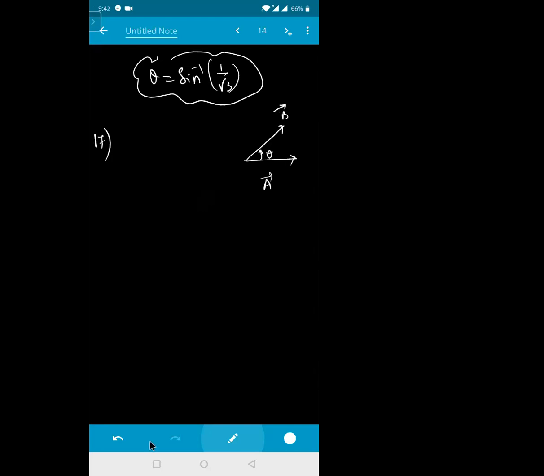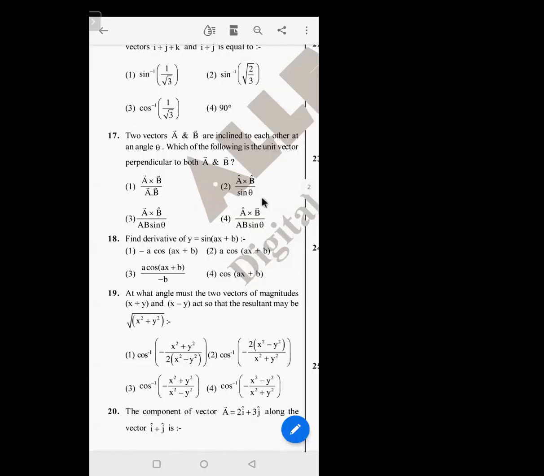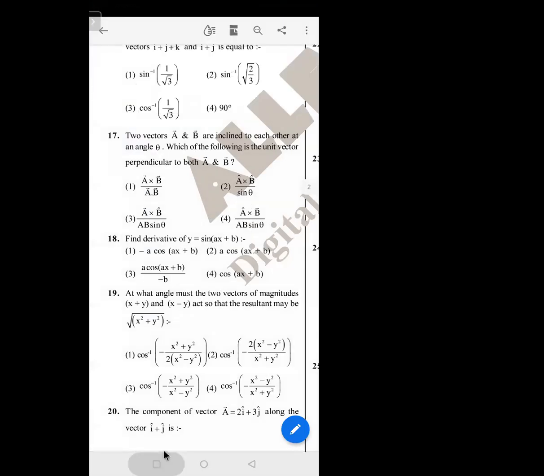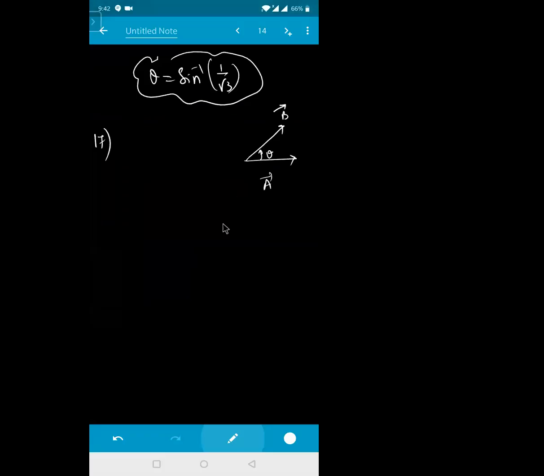Which of the following unit vectors is perpendicular to both A bar as well as B bar? First option, you see, this is A bar cross B bar divided by A bar dot B bar. Second, A cap cross B cap. Okay, so I need to cross check with all the options.